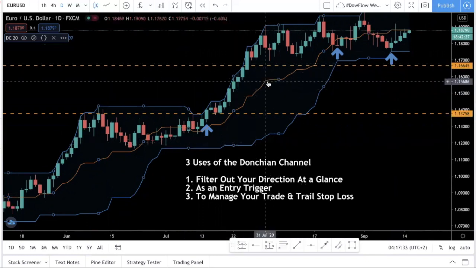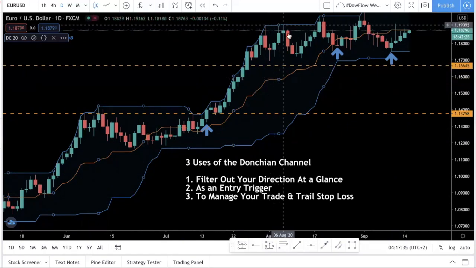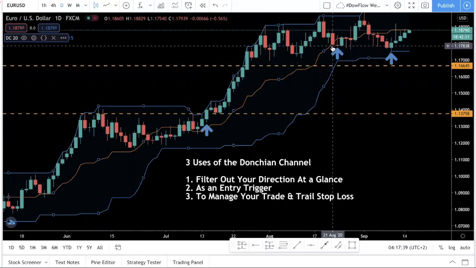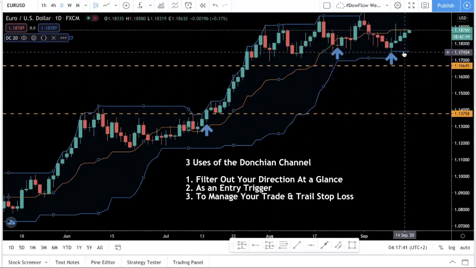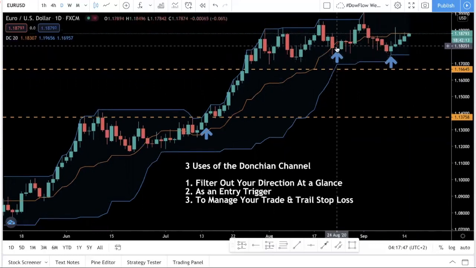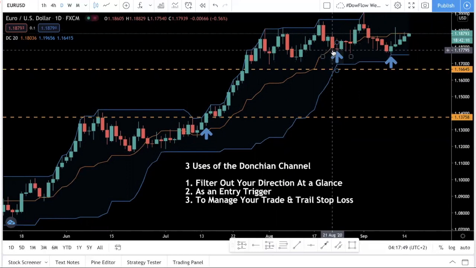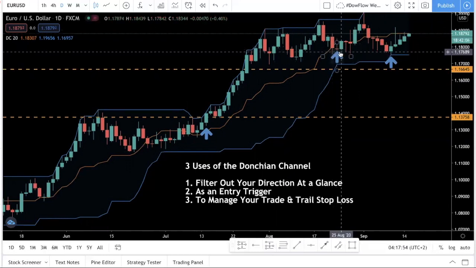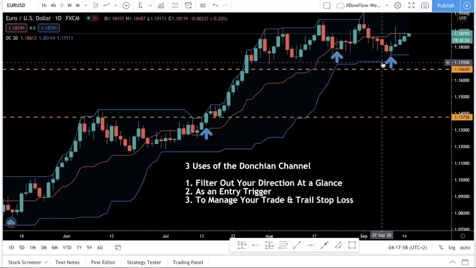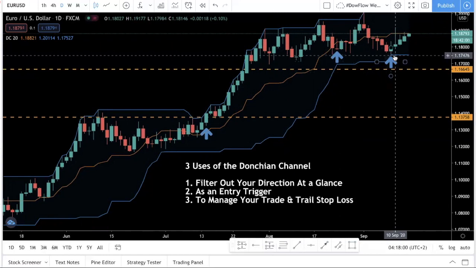You can either use the average price of the upper band and lower band, and wait for price to close below that level to exit your trade, or you can use the lower band to manage your trade. If you are more conservative and you want to lock in more profits, then you can lock in at the middle, the average price. If you want to give your trade more room to breathe and you want to ride the trend for a longer time, then you can just wait for price to break the lower band.